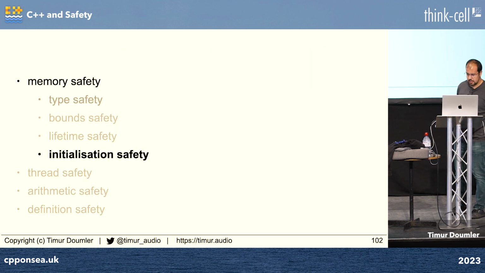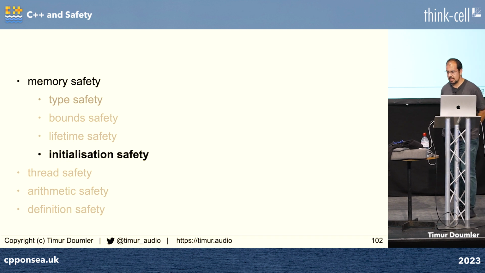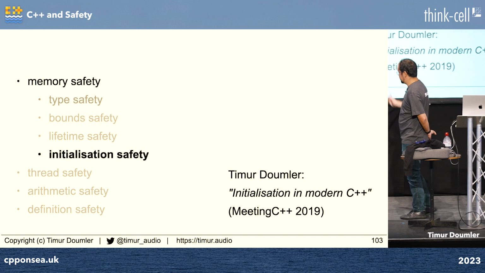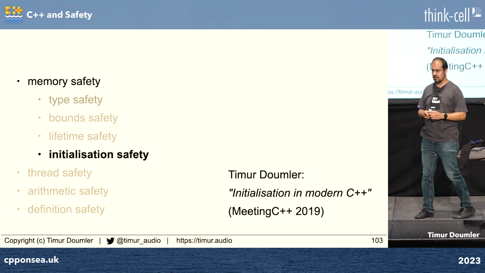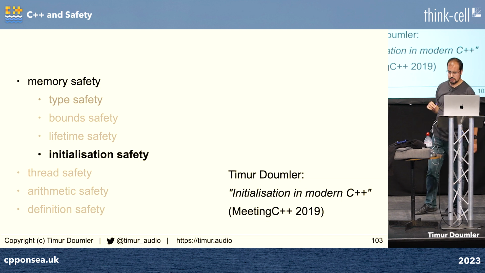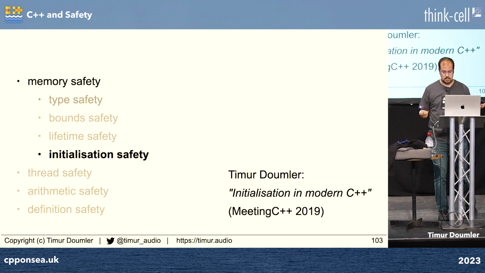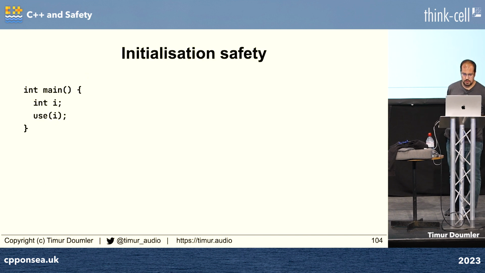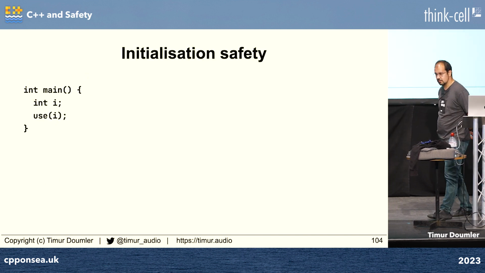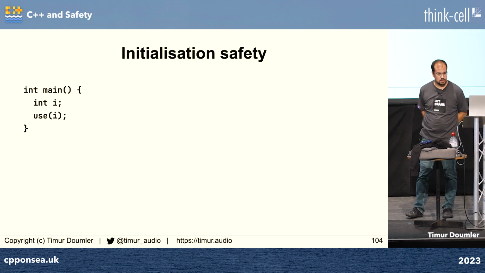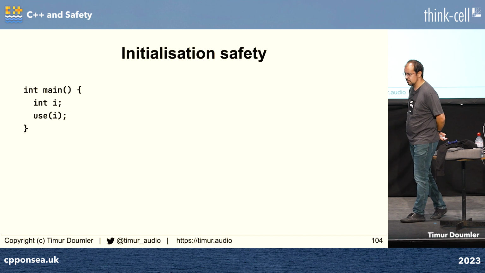But now let's talk about initialization safety. That's the last type of memory safety here on my list. And I did a talk about just initialization here on this stage 4 years ago. The most recent version of that talk is from Meeting C++. And so that's another problem in C++. You can just not initialize a variable and then use it. So that variable is going to have an indeterminate value, and reading an indeterminate value is UB.